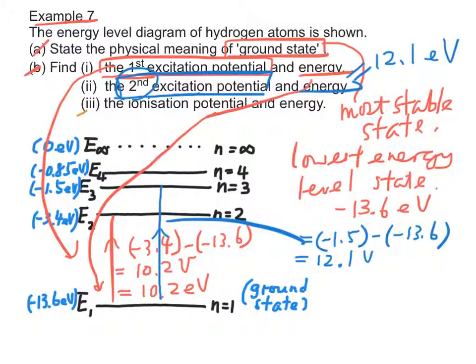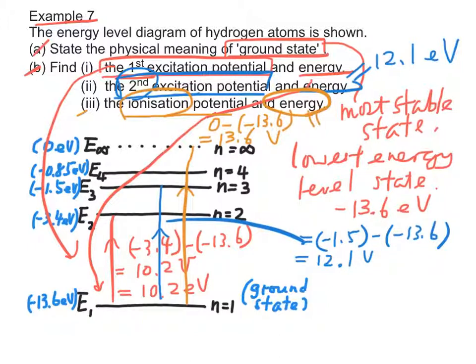Finally, the ionization potential is equal to 0 minus negative 13.6, which is equal to 13.6 volt. And the corresponding ionization energy will be equal to 13.6 eV.